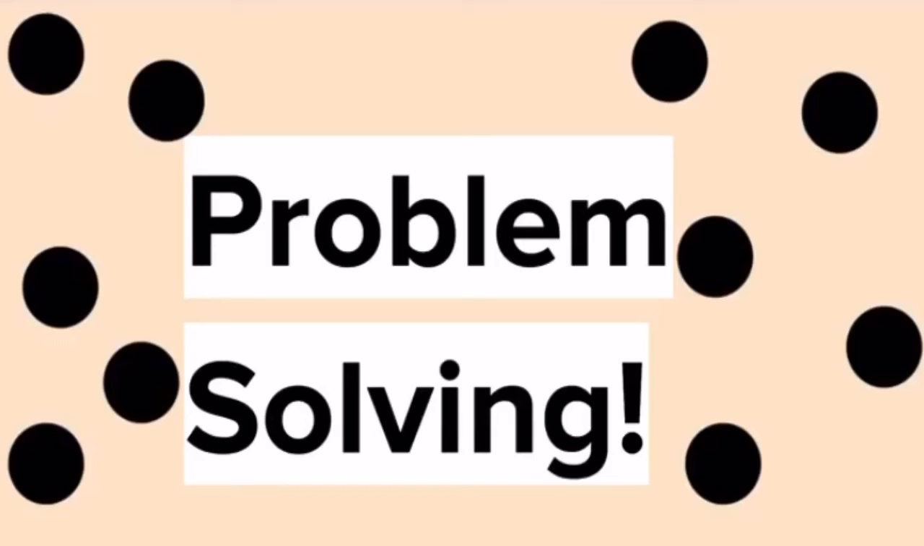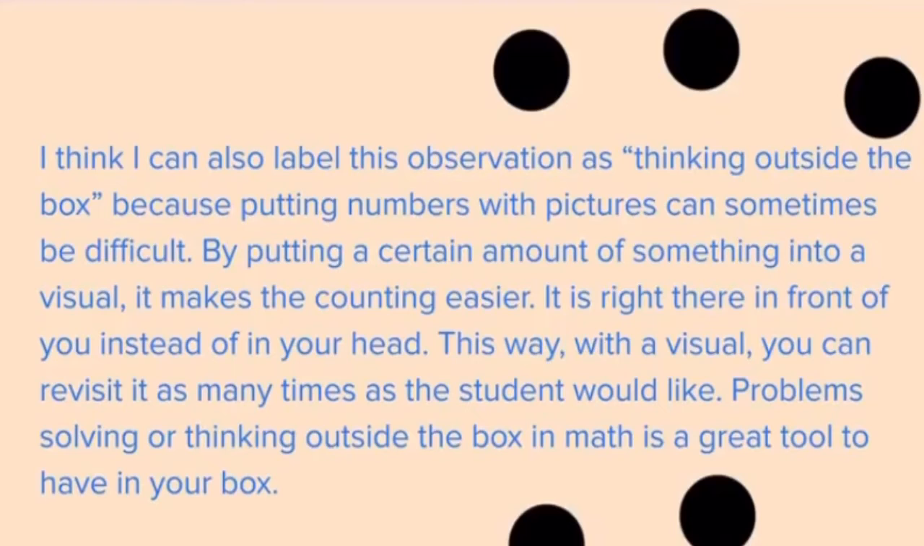I also saw problem solving in this book. I think I can also label this as thinking outside the box, because putting numbers with pictures can sometimes be difficult for students, and putting a certain amount of something into a visual makes counting easier in some cases. It's right there in front of you instead of in your head, and by using a visual to count, you can revisit this as many times as a student would like or needs. Problem solving or thinking outside the box in math is a great tool to have in your toolbox to relate to other math problems.